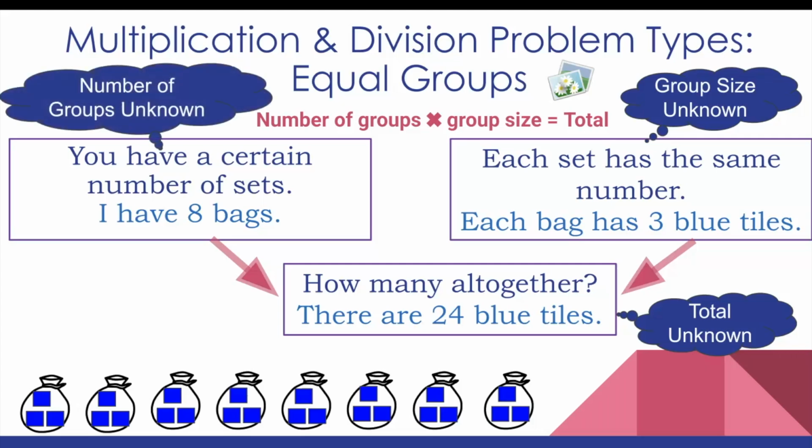Or the number of groups can be unknown. I have some bags. Each bag has 3 blue tiles. I have a total of 24 blue tiles. How many bags do I have?